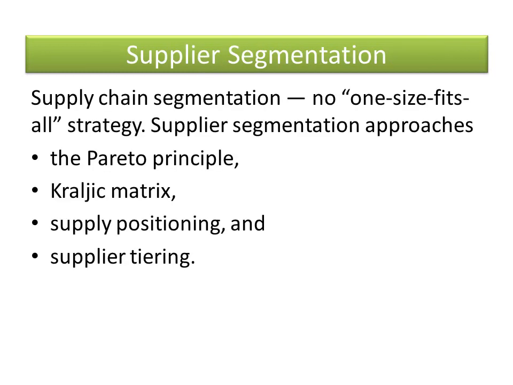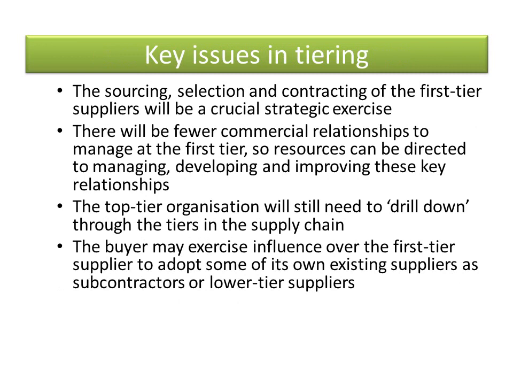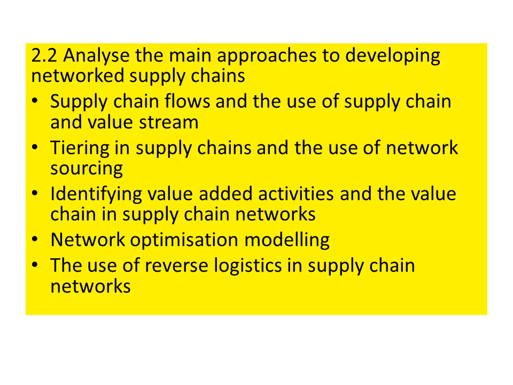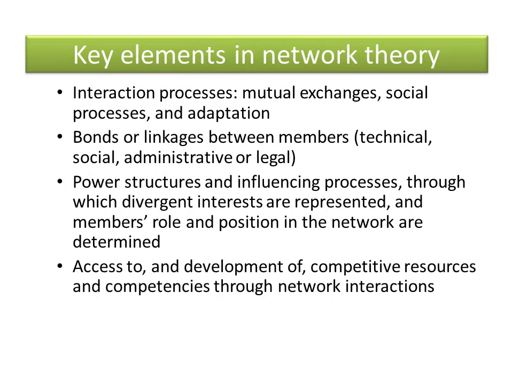We can segment suppliers through Pareto, through Kraljic, through supply positioning and tiering. So very important. We can identify strategically significant suppliers through the Kraljic matrix, and that's some of the factors that would make them strategic. We might tier the suppliers and have tier 1 suppliers who we deal with, and that means we can have partnerships, and then they will manage suppliers. Tiering's mentioned again. We need to take a strategic perspective of chains. Network theory, I don't think.